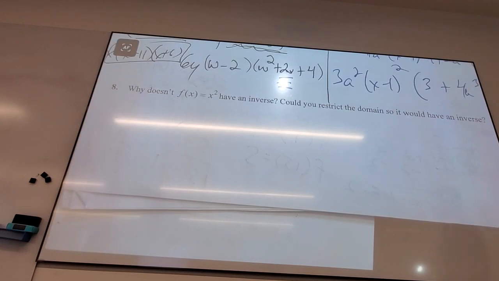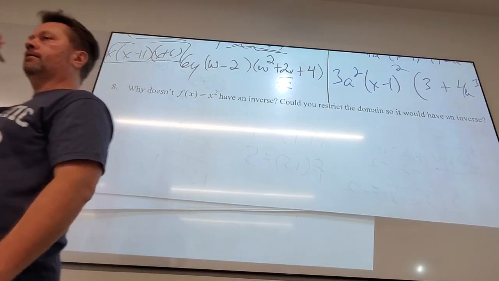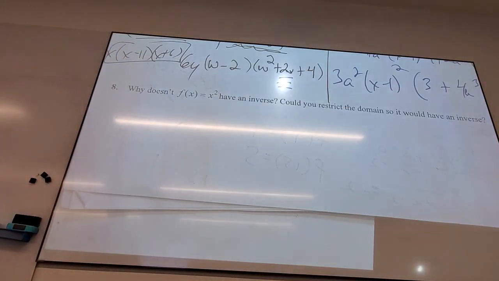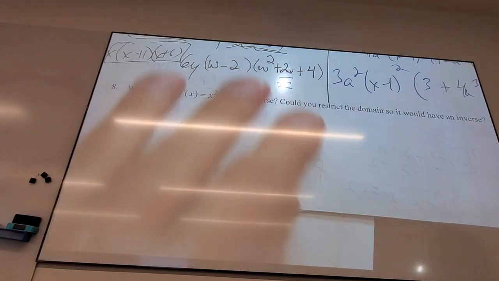I mean, the first part of number 8 is easy, yes? Why doesn't x squared have an inverse officially? Horizontal line. Doesn't pass a horizontal line test. So the whole idea of restricting the domain, if I could erase part of the graph, could you erase it to a point where what's left passes the horizontal line test? Erase the least you need to. So here's a parabola.